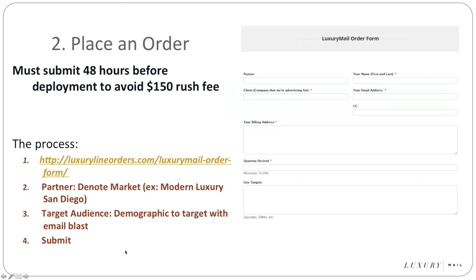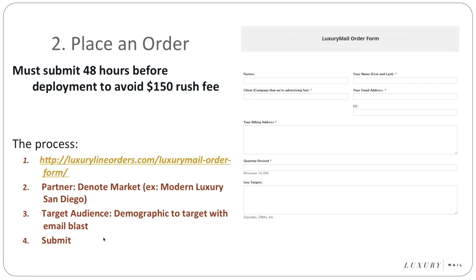So the second step here is going to be to place an order now that you know how many emails and prospects you're going to reach. Remember, there's a 48-hour window that you have before deployment date. Anything within that 48-hour window or 2 business days will incur a $150 rush fee. So the process is outlined here down at the bottom. A few things that we need for the order form. The first thing listed is, of course, the URL to place the order.